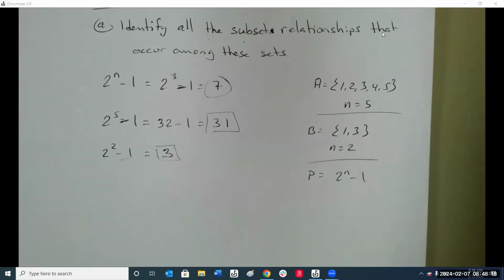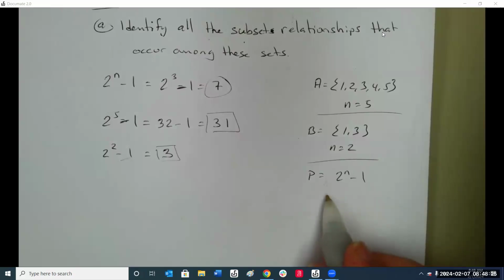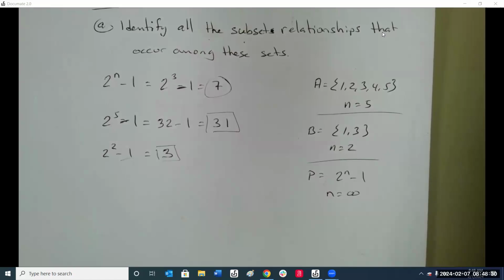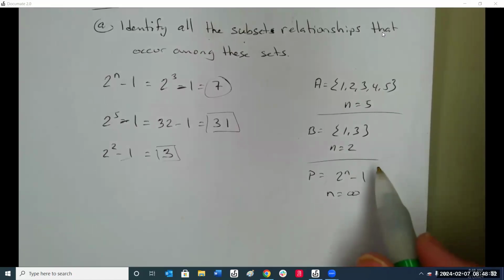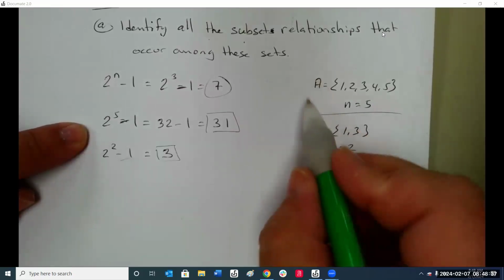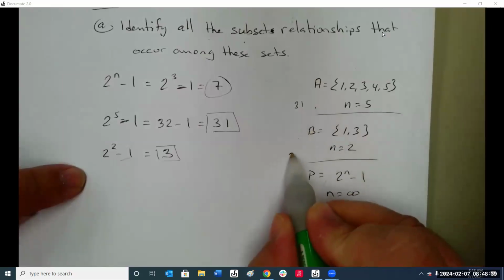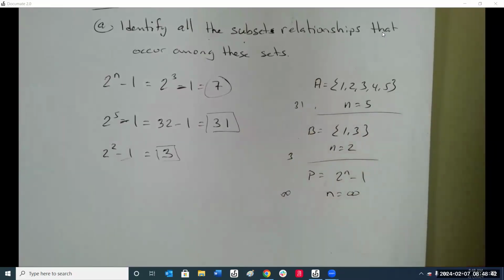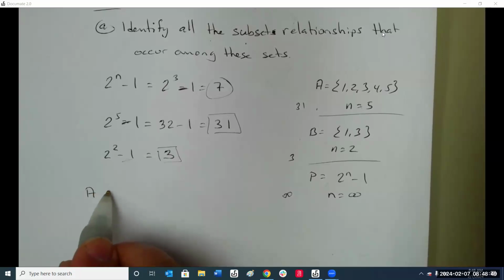So what kind of relationships do we have here? This one has how many? Infinitely many, because n keeps on growing forever. But for these, the number of subsets is 31, 3, and infinity. So let's look at the subset relationships. We know that A is a subset of P.